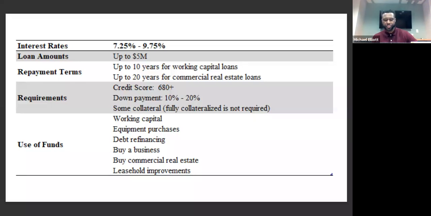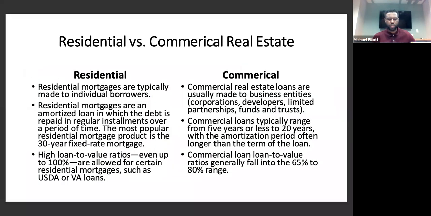Next slide. And just lastly here, let's take a look at some differences between residential, which we're pretty much all familiar with, as well as commercial real estate. Residential typically goes to an individual, and commercial real estate typically goes to an individual as well. But later on within this session, we're going to talk about how commercial real estate usually goes into a business entity name, for reasons we'll talk about later.